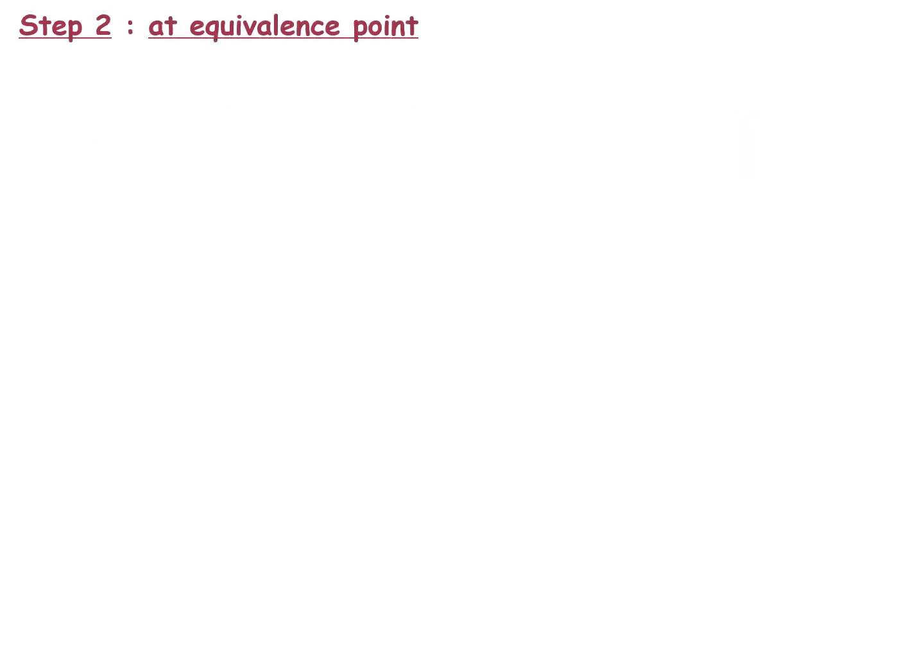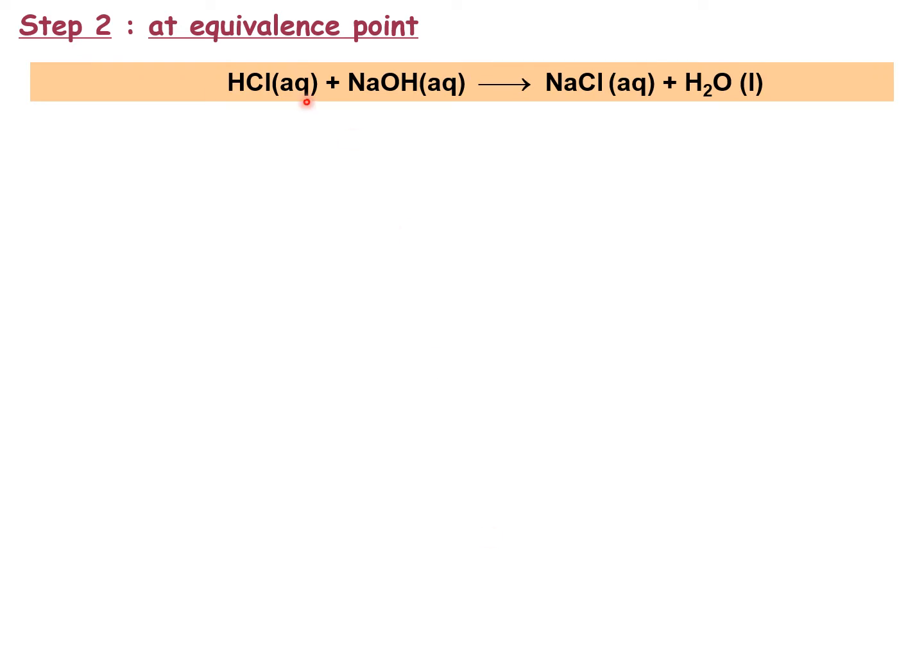The next one, step 2, at the equivalence point. There are two things we need to know at the equivalence point. At the equivalence point, which equation do we use? We will use this equation. Why? Because we have added our titrant, sodium hydroxide, into our analyte, HCl. A reaction has happened and produced NaCl and H2O.